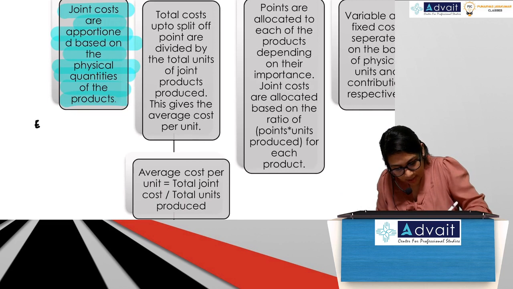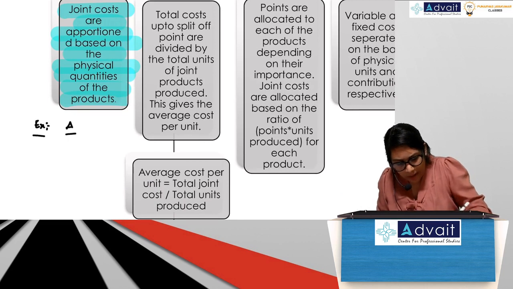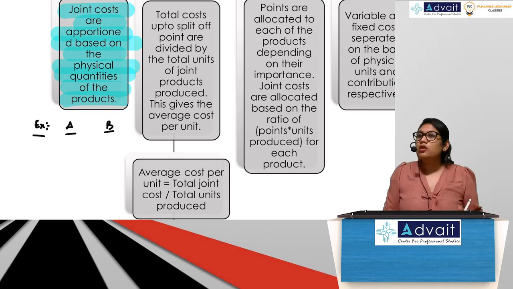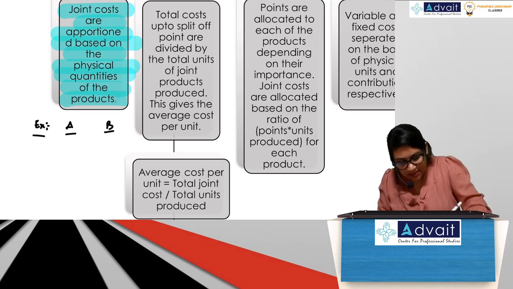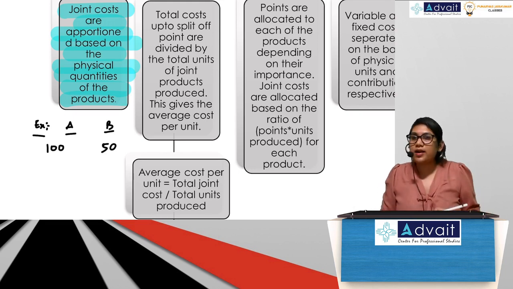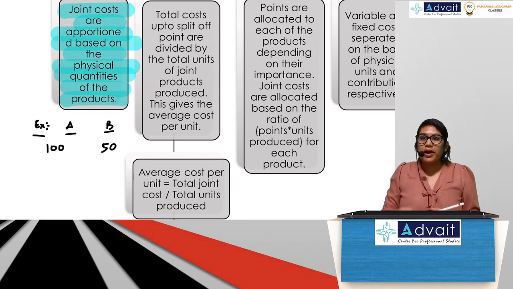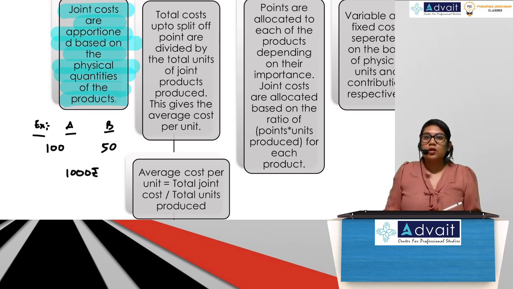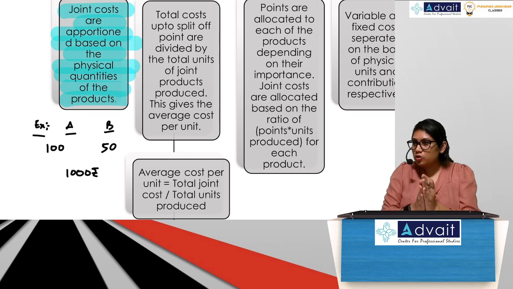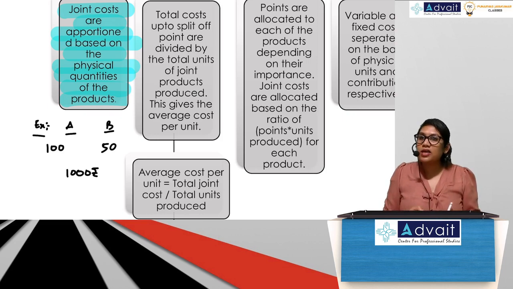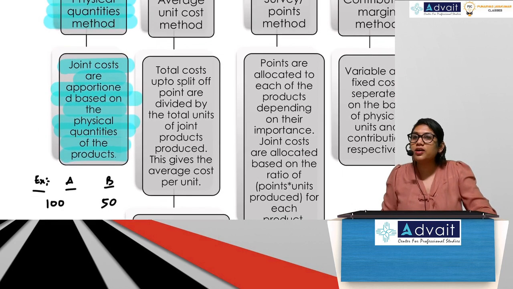Okay, for example, I have two joint products. We'll take only 2 products for ease. Let's say I have 100 units manufactured for A and 50 units manufactured for B. My joint costs were, say, 1000 rupees. So up to the split off point, 1000 rupees was incurred, and after that I got 2 products, A and B. Now how will I split this 1000 rupees based on the physical quantities method?